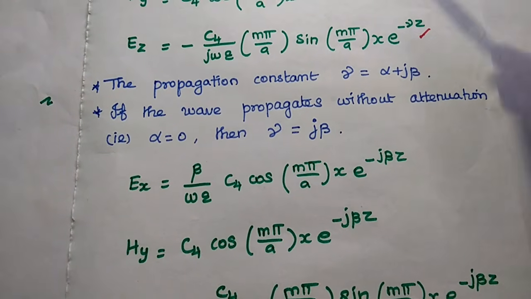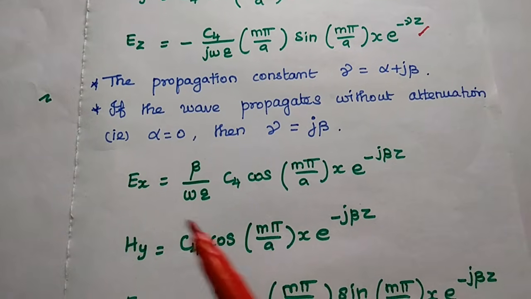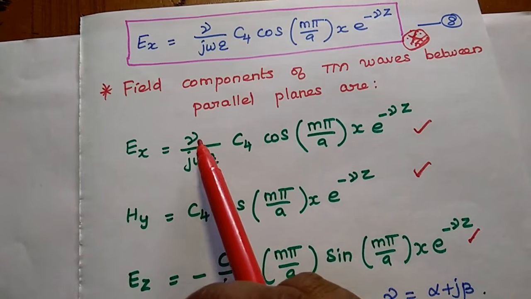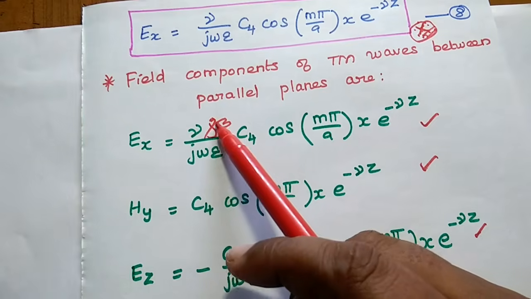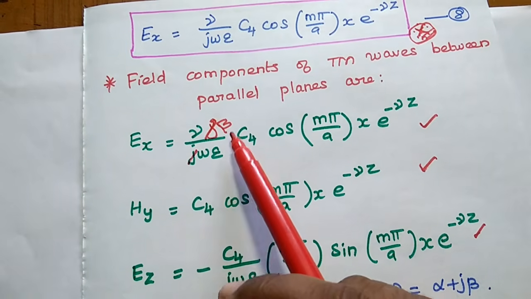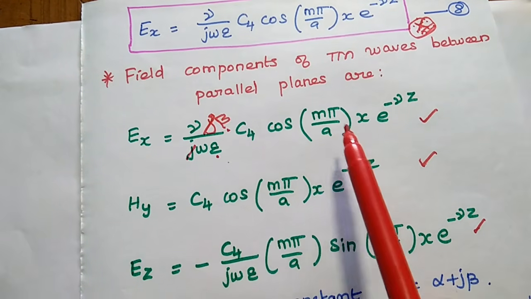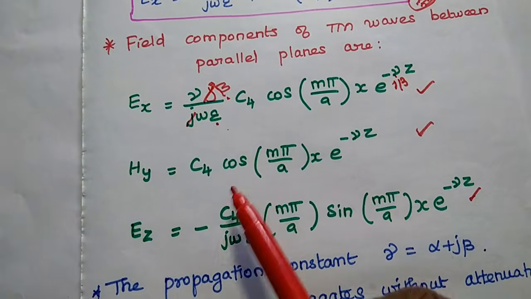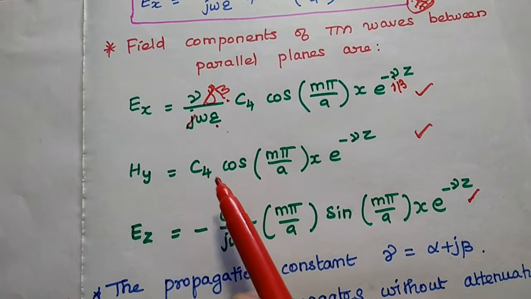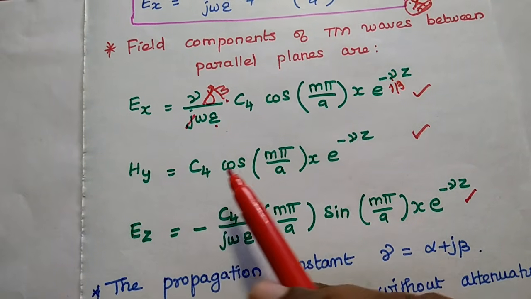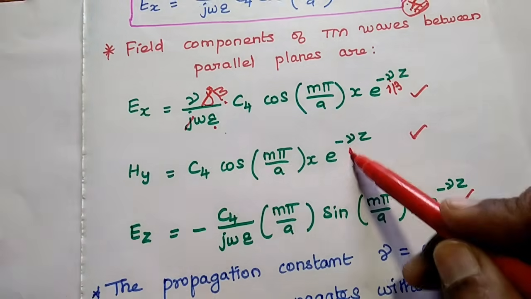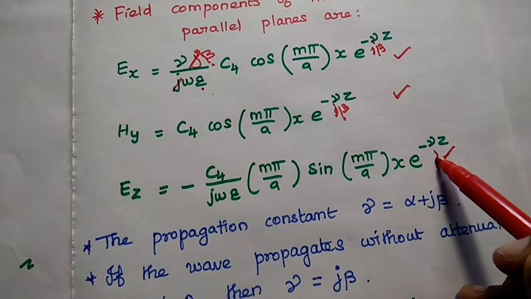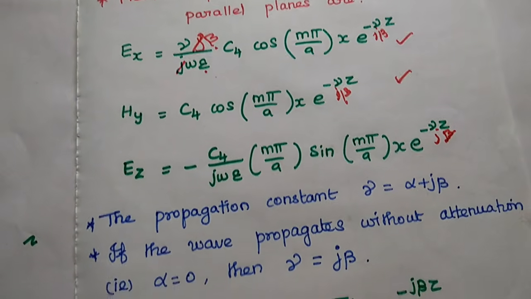Then in the same equations 6, 7 and 8, Ex is equal to beta by omega epsilon, because we are going to replace gamma as j beta, and the j cancels. Then we get beta by omega epsilon C4 cos m by a x e power minus j beta z. In this term we don't have any gamma outside. So here we get Hy is equal to C4 cos m by a x e power minus j beta z. In this Ez, we are going to replace gamma as j beta. Do you all understand the concept?